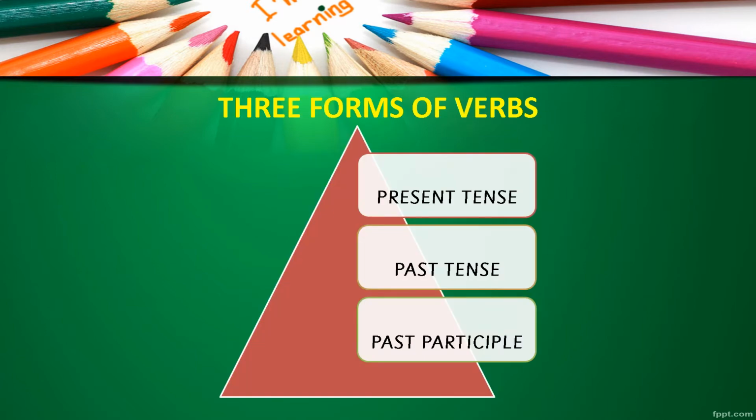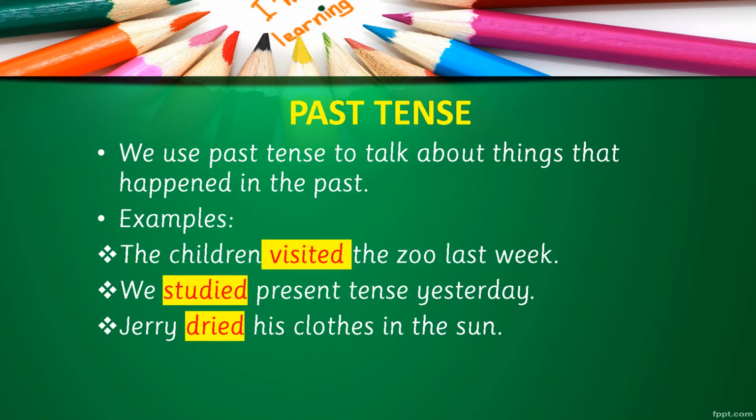As we had discussed in the previous class, there are three forms of verbs: present tense, past tense, and past participle. In this video, we are going to learn more about past tense. As the word past in past tense means something happened before, we use past tense to talk about things that happened in the past, that is, things already done.